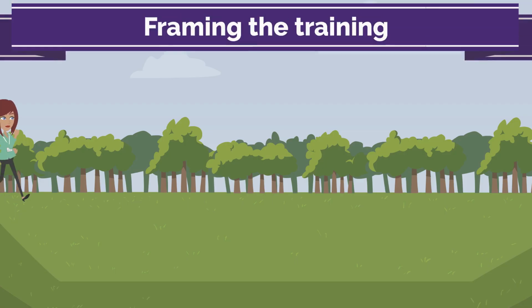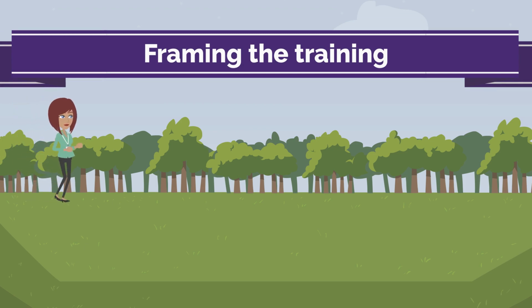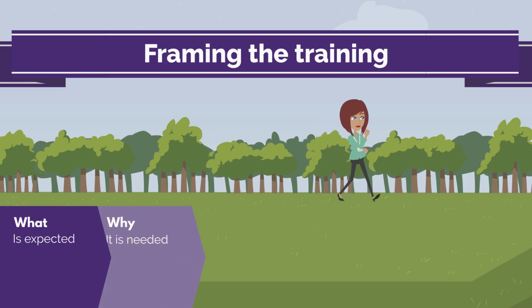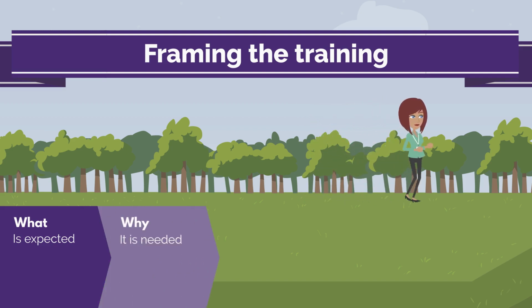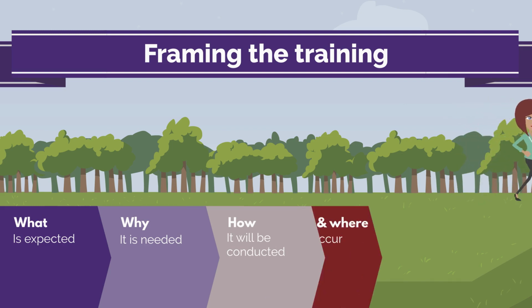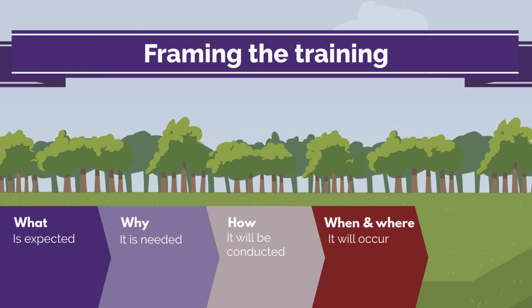For example, at the beginning of the training session, it is critical for the trainer to frame the session and what is expected of the learner. This includes the reason why the training is needed, how the training will be conducted, when and where the training will occur, and most importantly, what the learner can expect and how it will specifically benefit them.